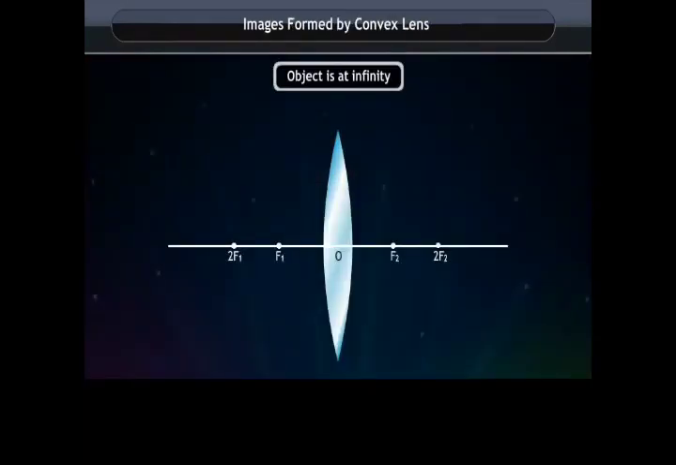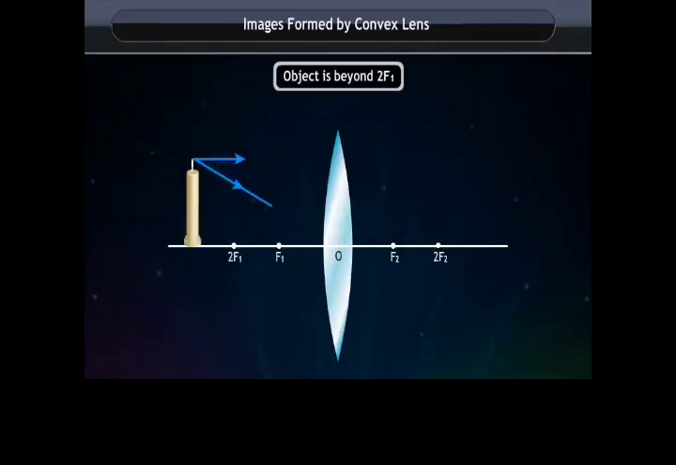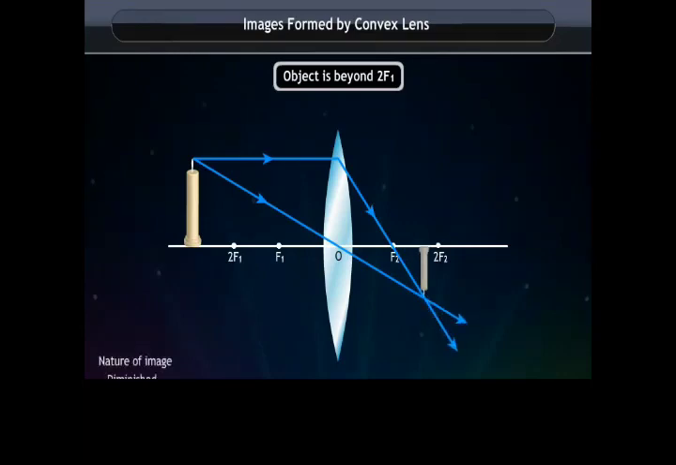Images formed by convex lens. When the object is at infinity, the image is formed at the focus f2. It is highly diminished, real and inverted. When the object is beyond 2f1, the image is formed between f2 and 2f2. It is diminished, real and inverted.